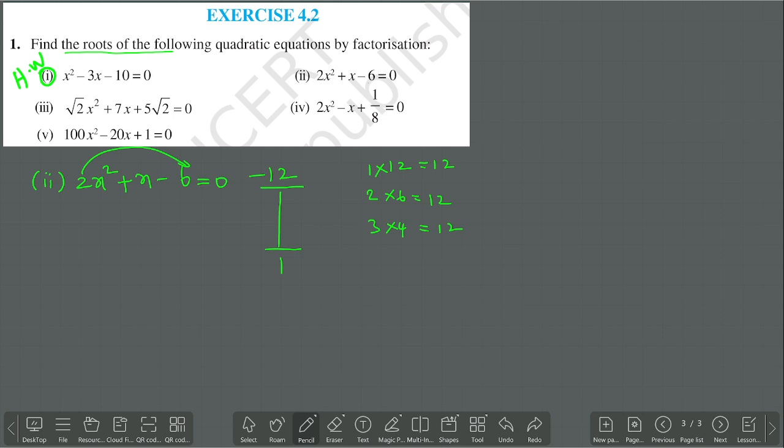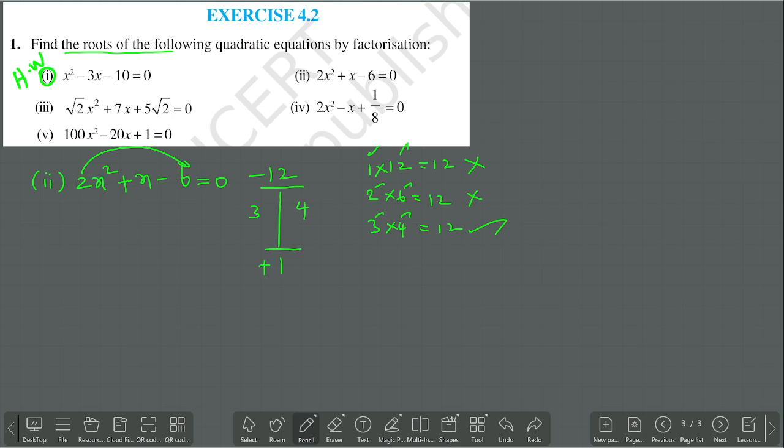When the two numbers are added or subtracted, we should get 1, that you have to identify. When we see 1 and 12, when we add, 13, when we subtract, 11, so rejected. For these together, when we subtract 4, when we add 8, rejected. When I add I'm getting 7, when I subtract I'm getting 1. 1 only I should get. So in 3 and 4 we are getting the idea. Like that you have to choose the pair. So I'm choosing now 3 and 4.